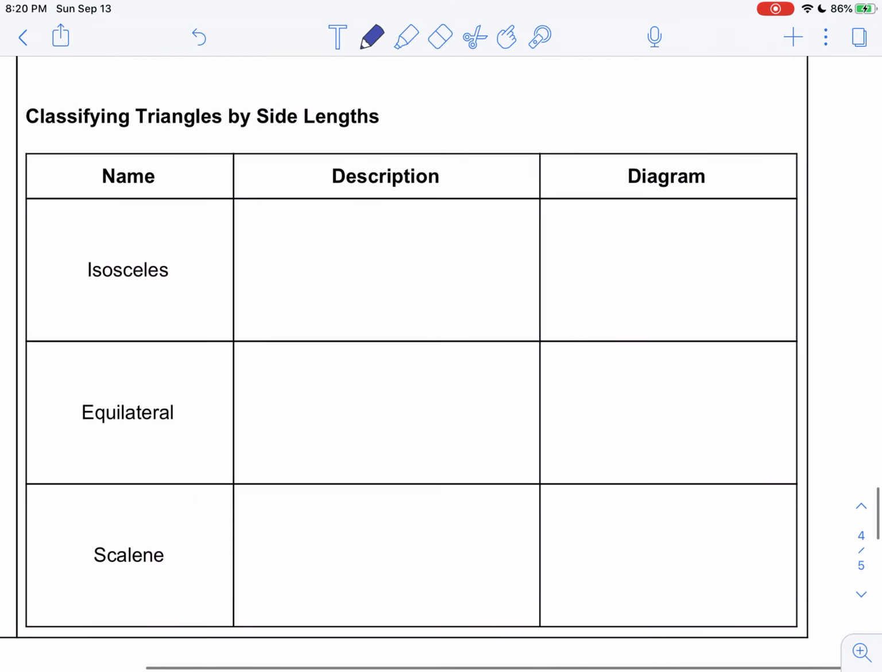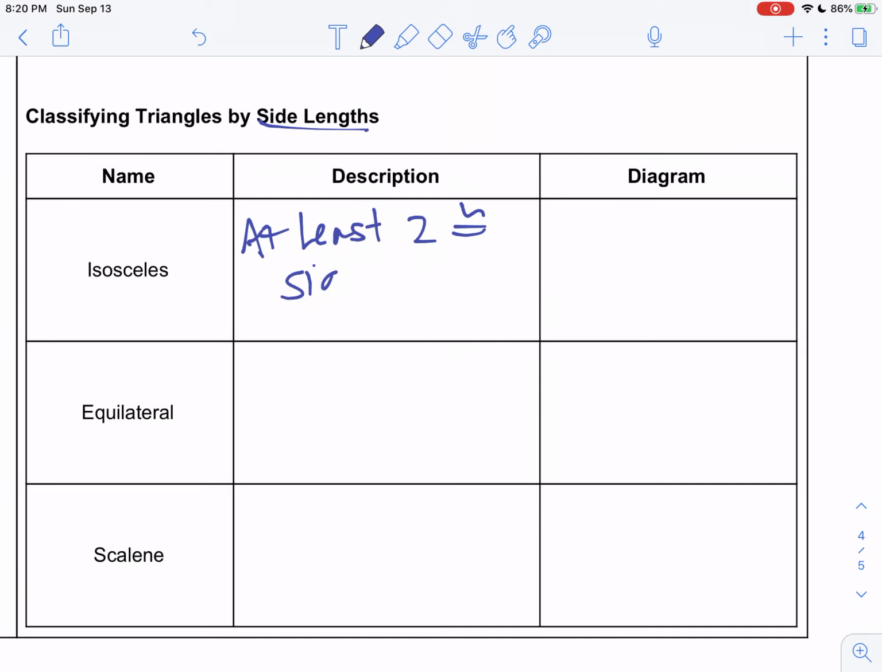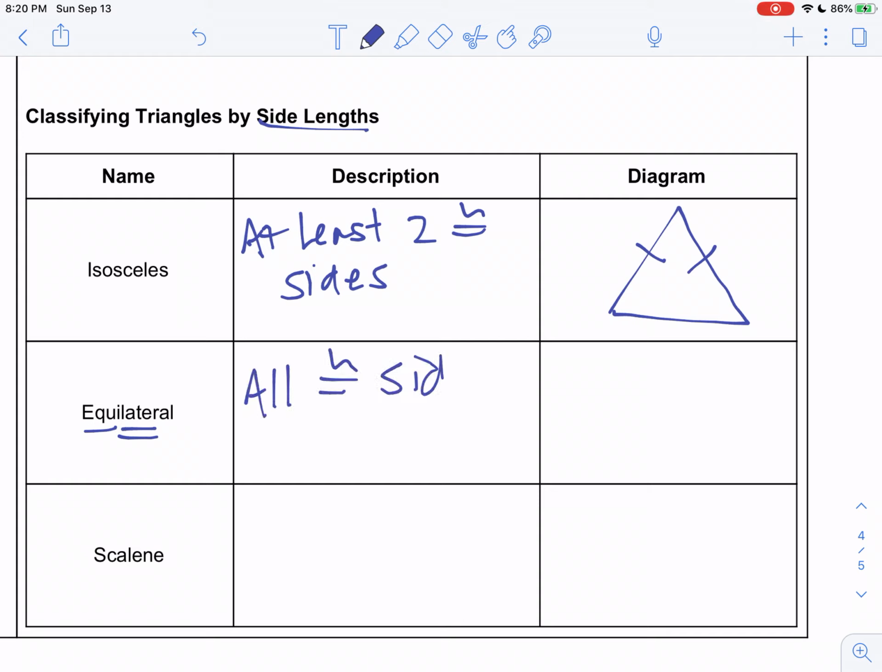Another way I can classify triangles is by their side lengths. In an isosceles triangle, I have at least 2 congruent sides. I could have more, but I need to have at least 2. And the way I would draw this out is like this, showing that 2 sides are congruent. Equilateral: equi meaning equal, lateral, think lateral pass to the side. Equilateral is all congruent sides. In an equilateral triangle, I have all 3 sides the same length, and I would put dashes on all 3 of those.